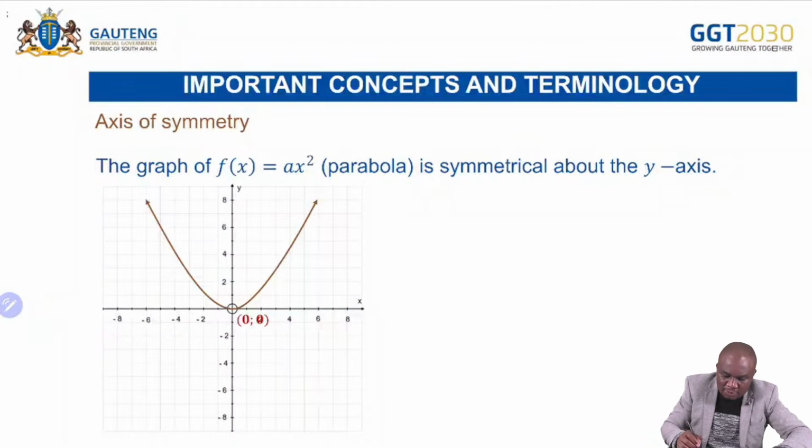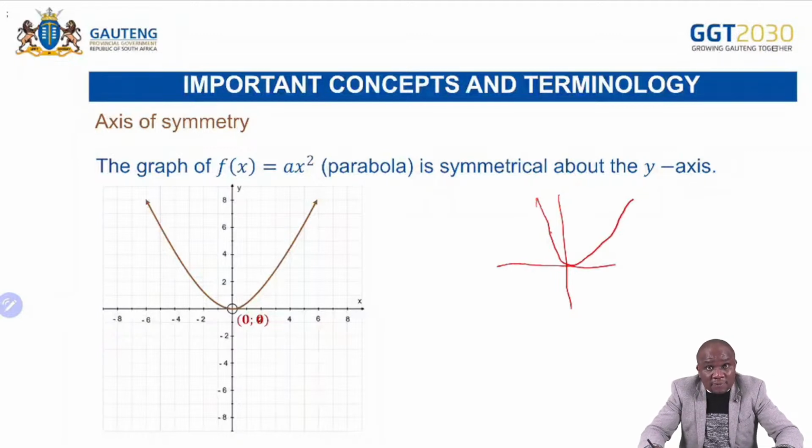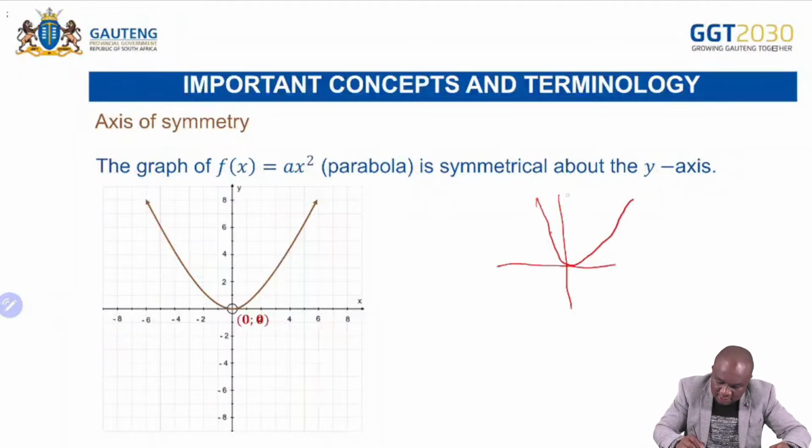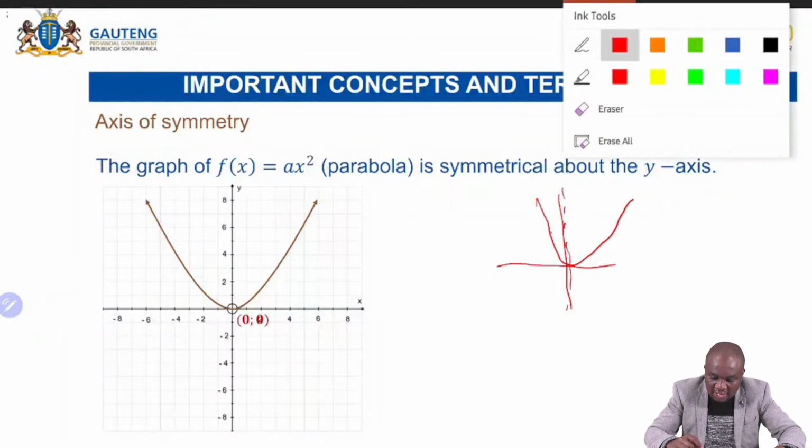I've seen sometimes people draw funny things like this. This is not symmetrical. You see? It's not symmetrical. The other side is bigger. If this is a line of symmetry, it must be the same. The parabola must be symmetrical. So there's an axis of symmetry.